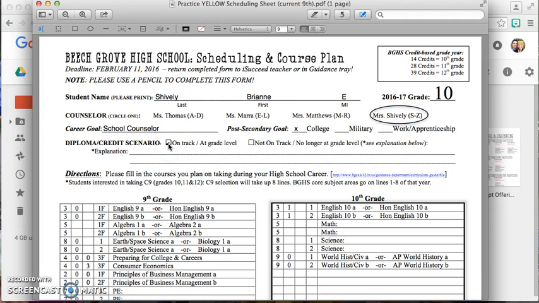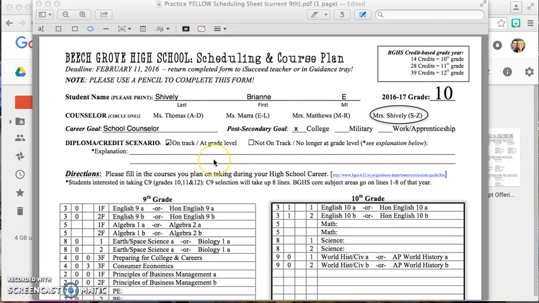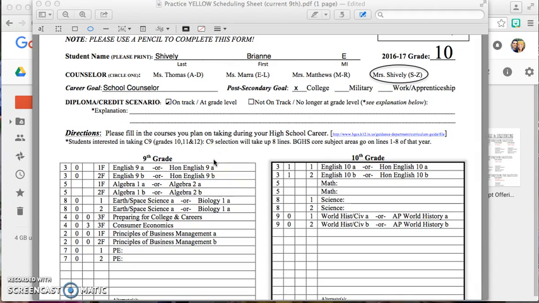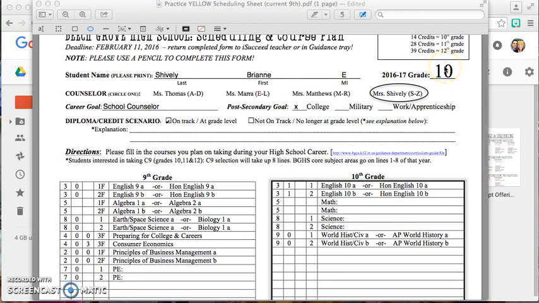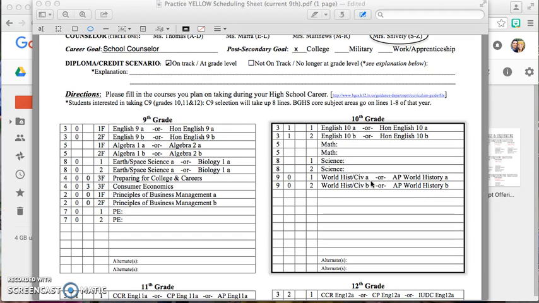I indicated that I am on track to graduate. I am at grade level as a current 9th grader who will be in 10th grade next year. If you're not sure, please skip this and your counselor will help you work through it. Next, you're going to notice that there is a bolded box on your paper. The bolded box shows your next school year grade level. It should match the 2016-17 grade at the top of your page. So note, I will be a 10th grader next year and I have a bolded 10th grade box. This is the box that I will work on for next school year's scheduling.